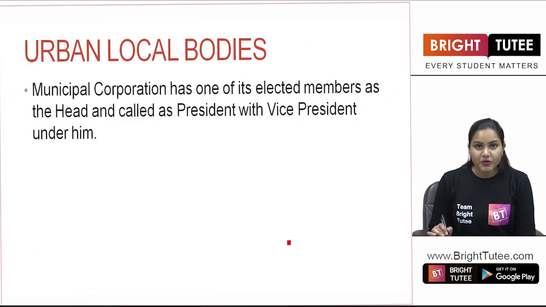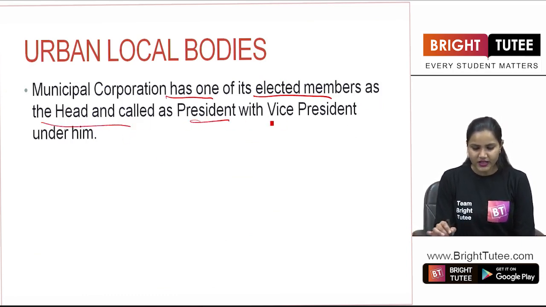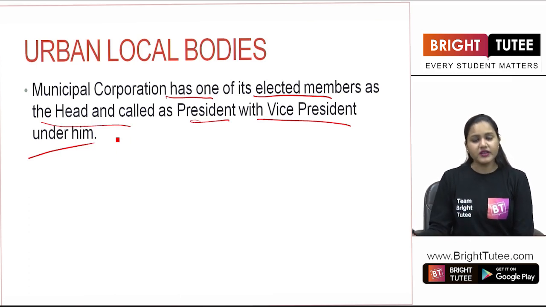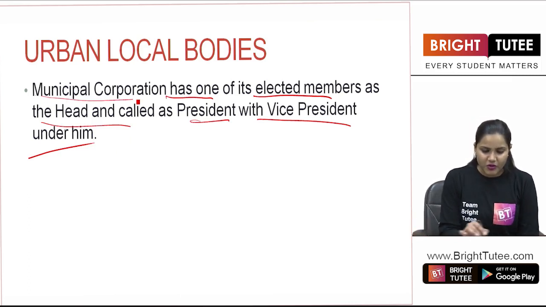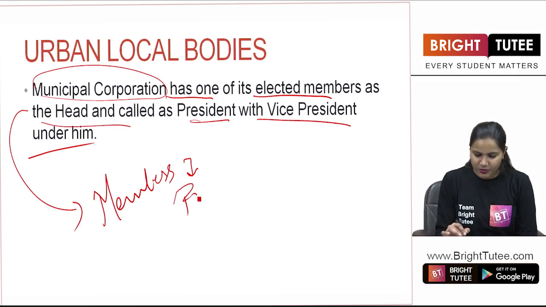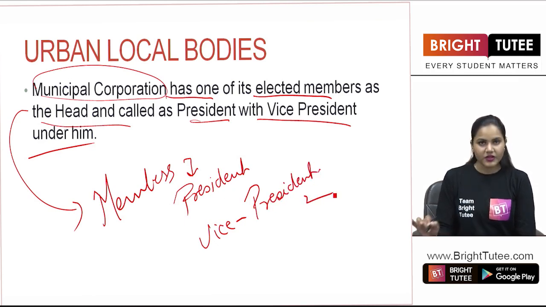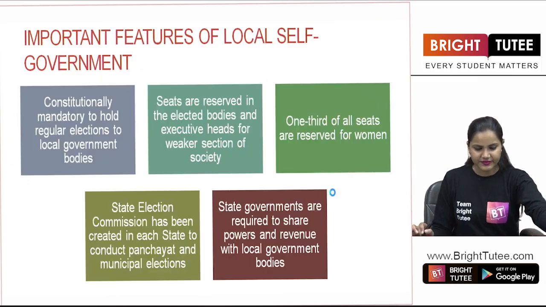In a municipal corporation, one of its elected members is the head, called the president, with a vice president under him. When we talk about the municipal corporation, we see that it also has members. The head is known as the president, right? Quite a common thing here. And under him, we have the vice president, who has been elected.